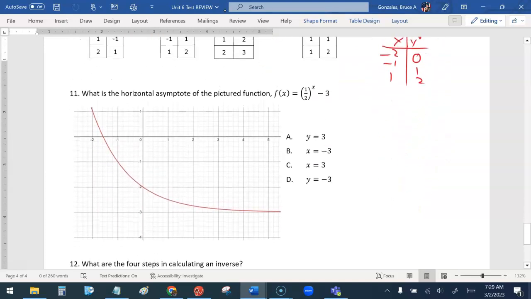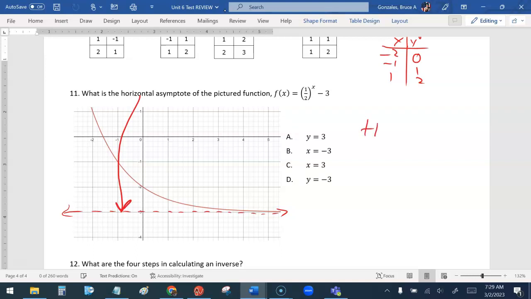All right, what's the horizontal asymptote? Okay. So notice horizontally, this is getting closer and closer and closer and closer, but never touching x equals negative 3. Okay, so the horizontal asymptote is this right here.